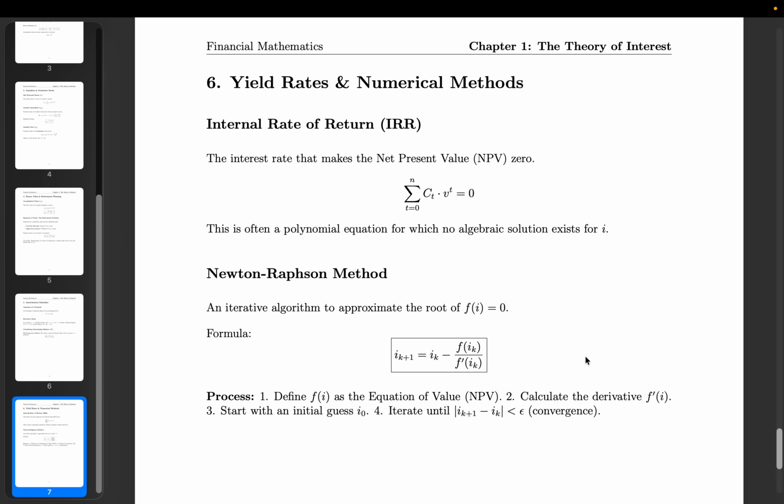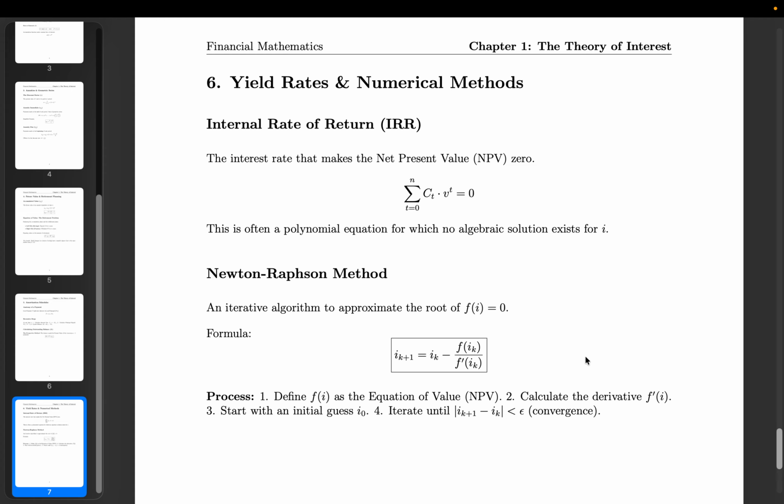This is a polynomial equation, and as Buchanan pointed out, for any loan longer than 4 years, there is no algebraic formula to solve this. You can't just isolate i on one side. So how do we solve it? The next section introduces numerical analysis, specifically the Newton-Raphson method.